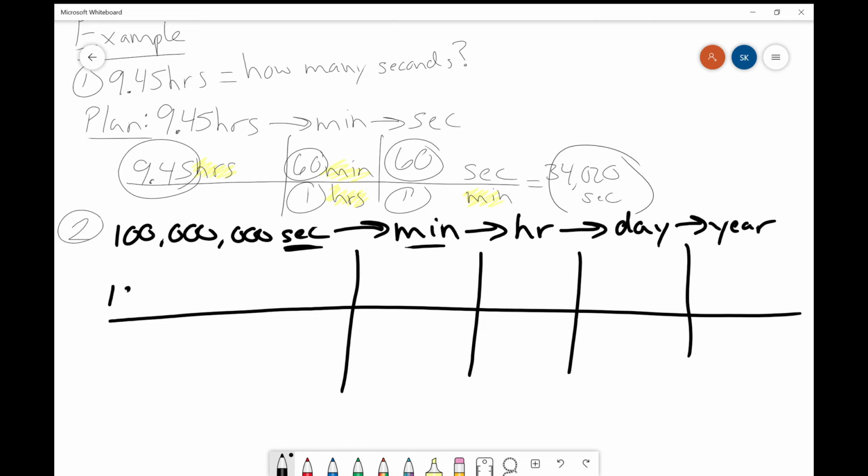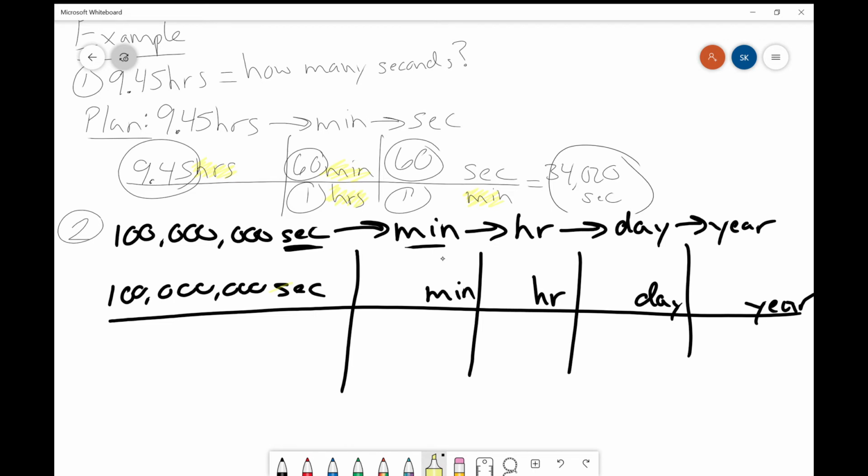So 100 million seconds is our first box. Minutes is our next box. Hours looks like it's this one. Days looks like it's this one. And then the last one should be years. So you're literally just taking your plan and copying it to the top of your chart. Do not forget that. It's extremely important that you don't.